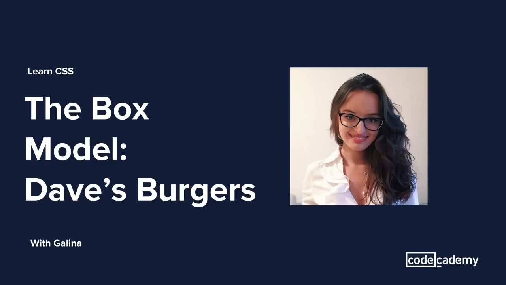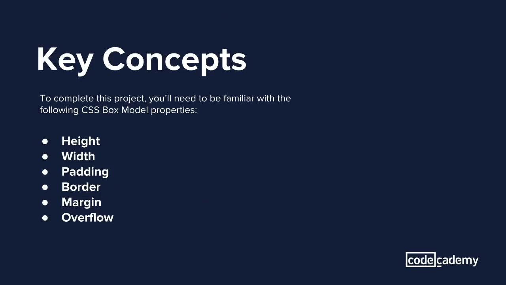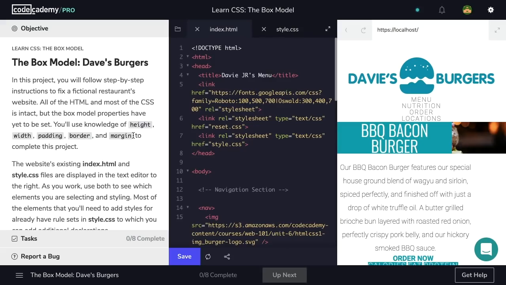Today we'll be covering the box model Dave's Burgers freeform project, part of the Learn CSS course. Now, before we get started, let's take a look at some of the concepts we'll be working with today. To complete this project, you'll need to be familiar with the following CSS box model properties: height, width, padding, border, margin, and overflow. In this project, you will follow step-by-step instructions to fix a fictional restaurant's website.